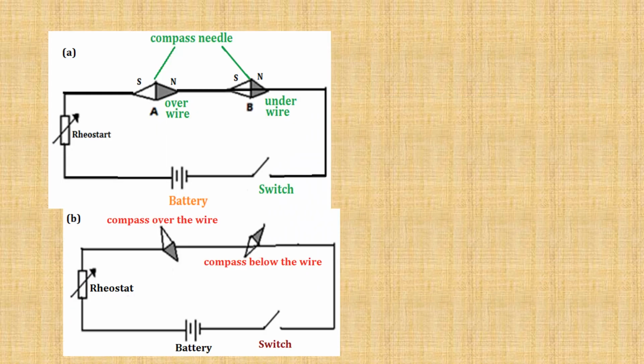Okay, if this experiment was to be done in the laboratory, and you put a compass needle over a wire in a complete circuit as shown in diagram A, you will note that the north of the compass needle will be deflected downwards. Why? Let us use Ampere's swimming rule.